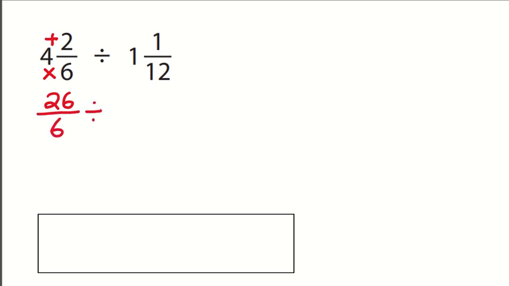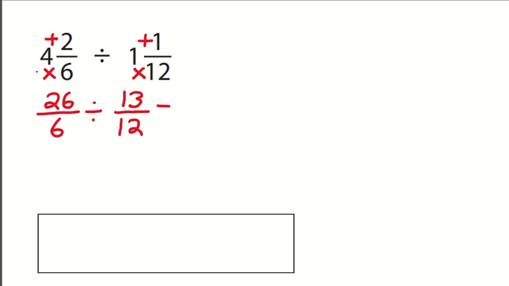And we'll do the same thing on the other side. We're going to multiply and then add. 12 times 1 is 12, and 12 plus 1 is 13. So now we have a 13 up top, and the bottom stays 12.